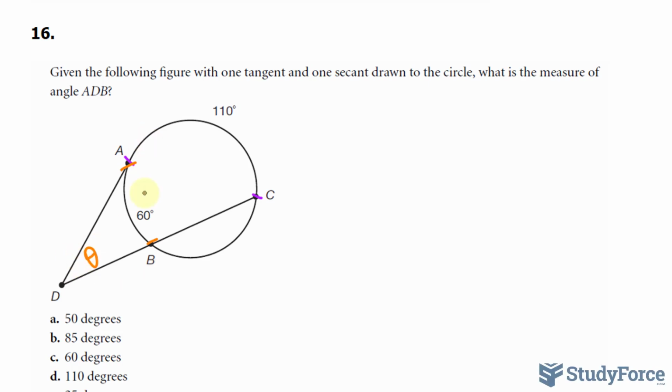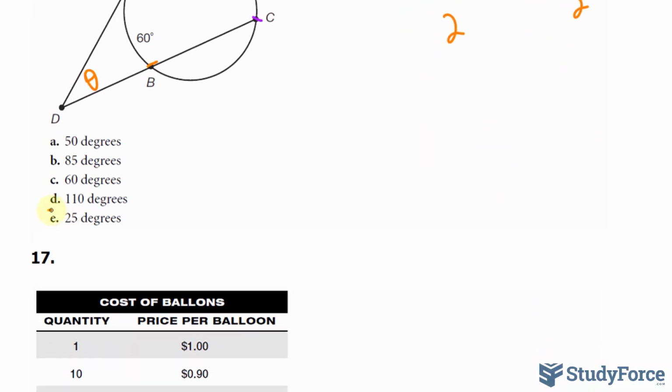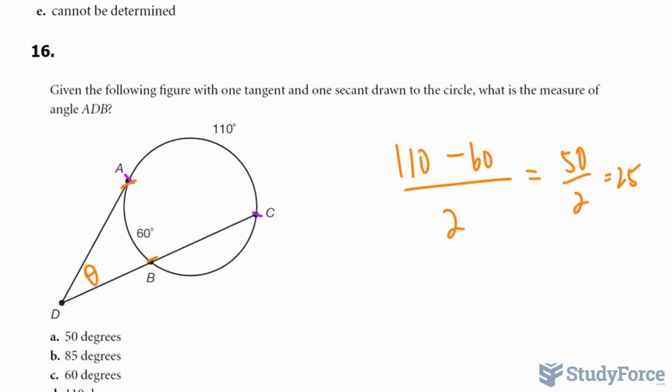And the angle of the vertex connecting them is half of that difference. So 110 minus 60 divided by 2. This part is equal to 50 divided by 2, 25. Do we have a 25? Yes, we do. So you may want to touch up on those properties.